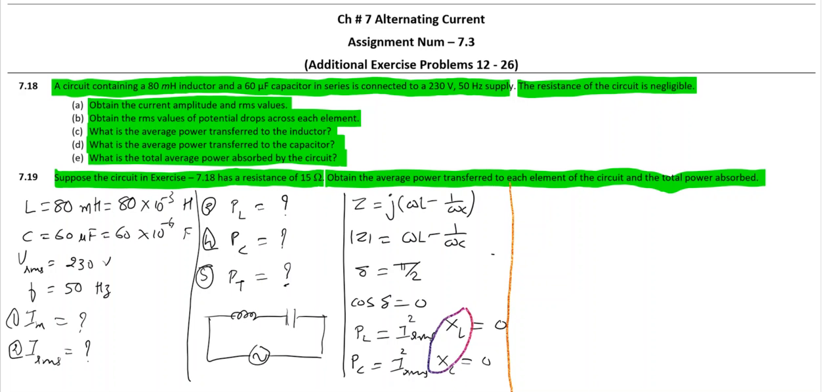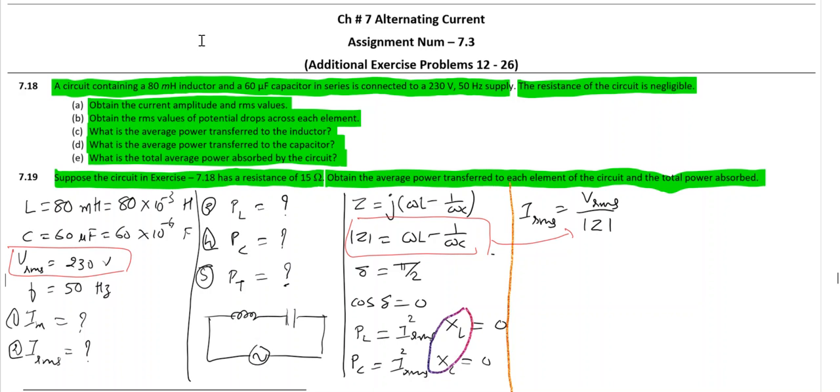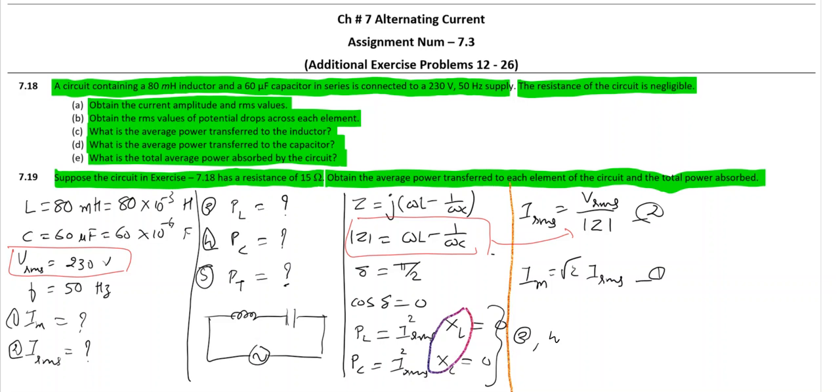As far as the current value is concerned, we know that IRMS is VRMS by mod Z. We have mod Z available here, so you can substitute mod Z. VRMS is also given, 230 volts, so you can substitute 230 as VRMS and find IRMS. IM is root 2 times IRMS, so that you can also find. So this is the first answer, this is the second answer, and from these two you will get the answers of 3, 4 and 5. So that is all about 7.18.